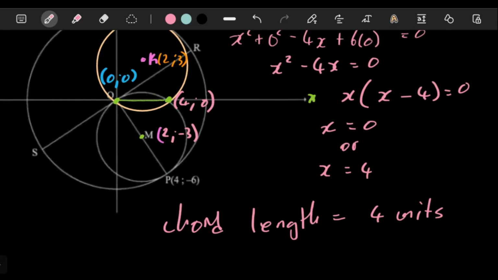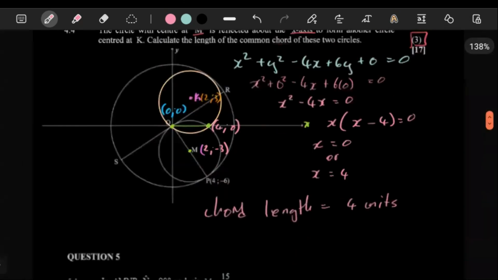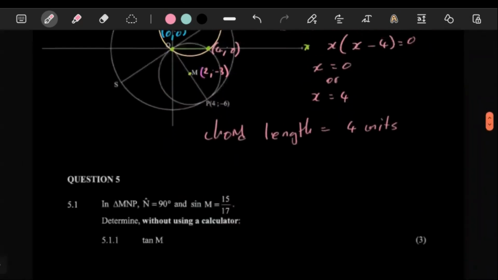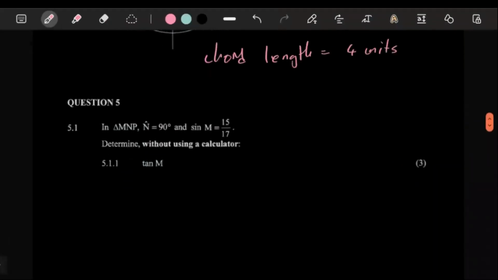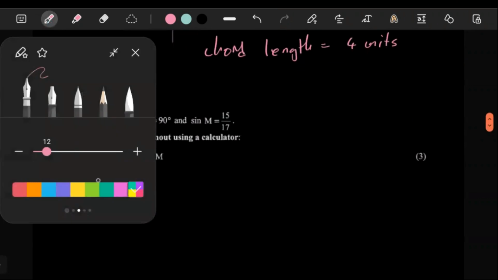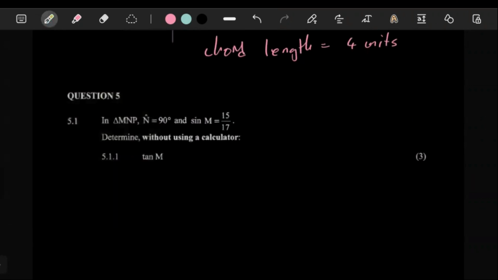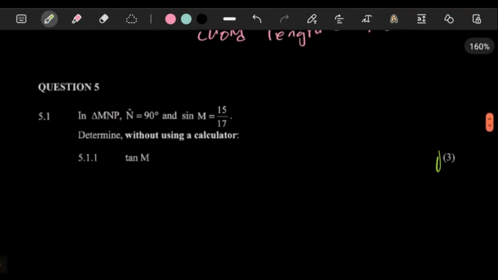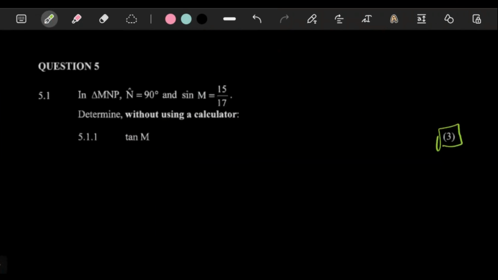Let us keep moving forward. Forward we go. For the next question, number 5 now, we're dealing with trigonometry.